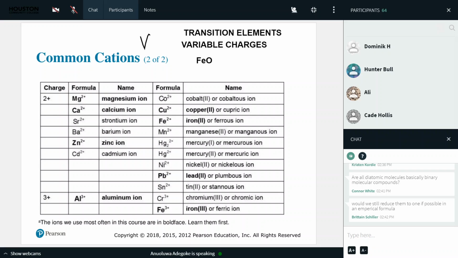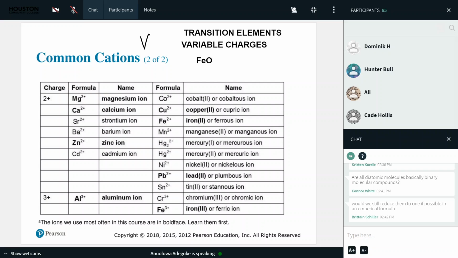For molecular compounds, we name them with their prefixes. We're still going to get to that. Now, because this is a metal and a non-metal, this obviously is an ionic compound. FeO is an ionic compound, so it's got to be named by its charges. Now, we don't just call it iron oxide. If this were sodium here, then I can call it sodium oxide.